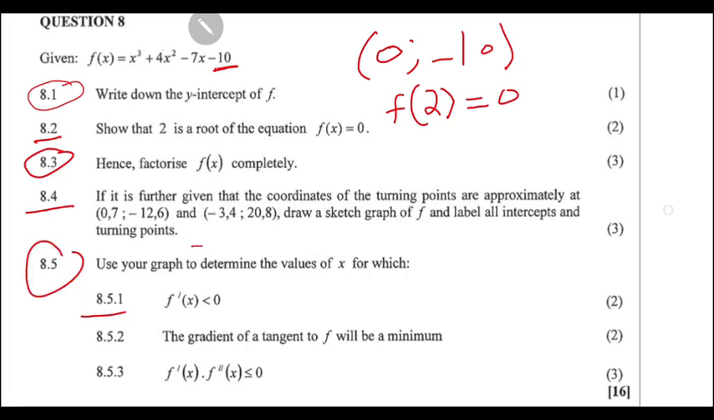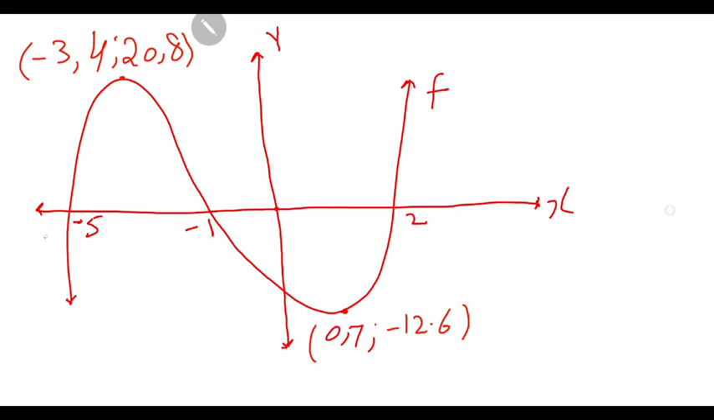8.5, very interesting question. The first is: use your graph to determine the values of x for which the first derivative is less than 0, which means a negative first derivative. So the graph is increasing, by the turning point decreasing, and by the second turning point again increasing. So where the graph increases, the first derivative is positive. Where the graph is decreasing, the first derivative is negative.